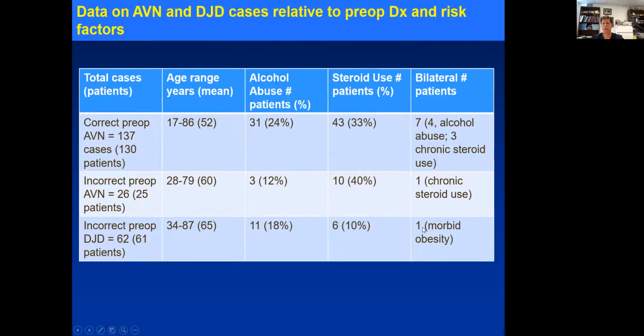There was one patient who was morbidly obese who had bilateral AVN, hip arthroplasties within 3 months of one another. And in this particular case, it was thought that he just had DJD, even though we confirmed AVN in both specimens.